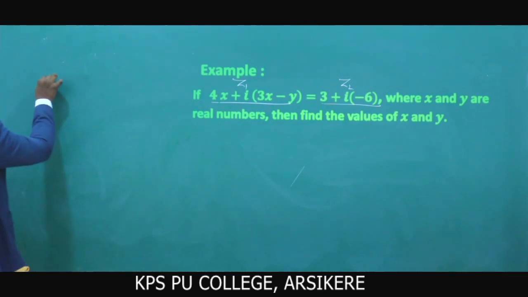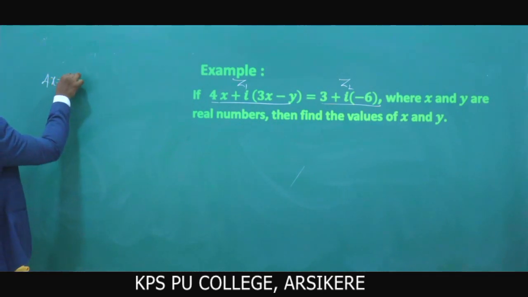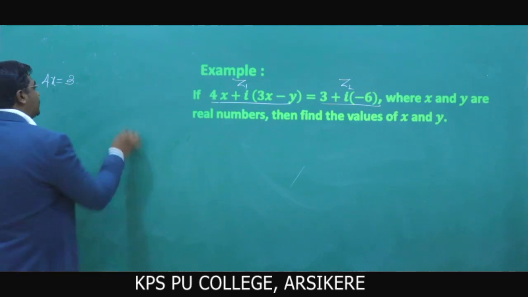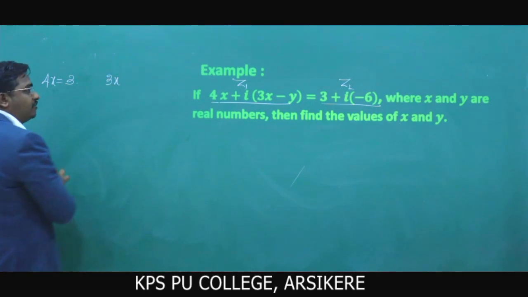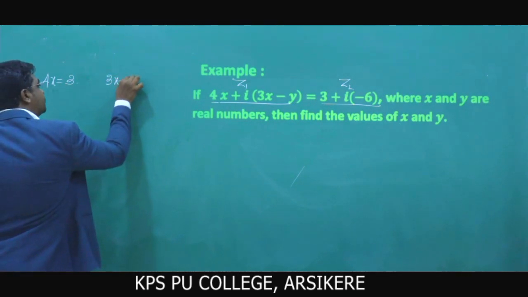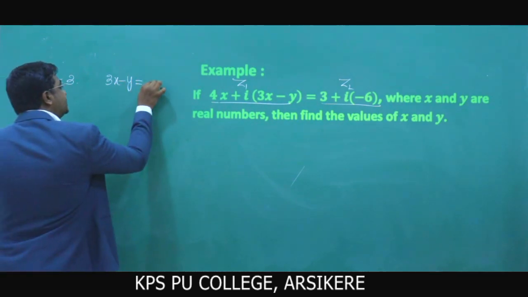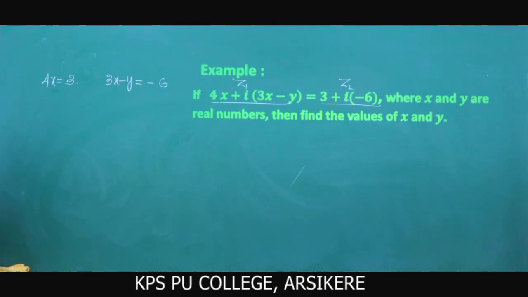Therefore 4x is equal to, what do we get? 4x is equal to 3, because the real part of the first complex number and the real part of the second complex number are equal. Similarly, for the imaginary part, the imaginary part of the first complex number, 3x minus y, is equal to the imaginary part of the second complex number, minus 6. We got linear equations, so we can easily find out.